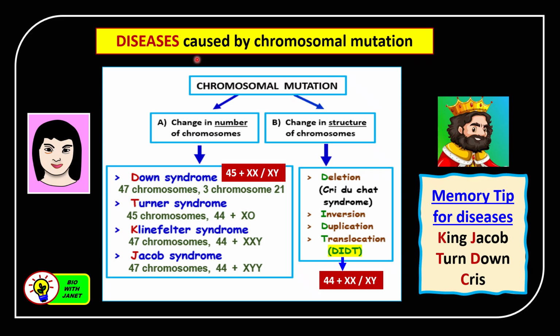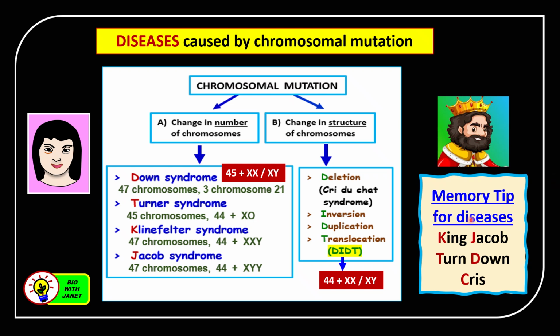So let's dive deeper into the diseases caused by chromosome mutation. Especially, we're going to talk about the 5 types of diseases and discuss their symptoms in more detail, and then look at their karyotypes. The karyotypes are photographs of the homologous chromosome pairs in each diploid cell. So our memory tip or acronym is King, Jacob, turn down, Chris. You just need to repeat this many times and then relate it to the 5 different diseases that we're going to discuss.